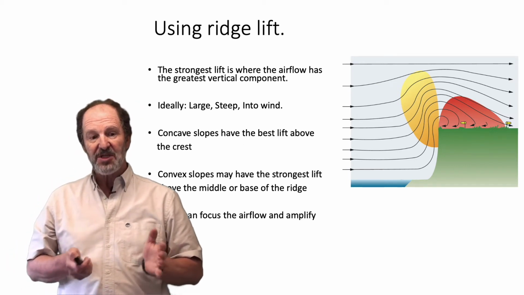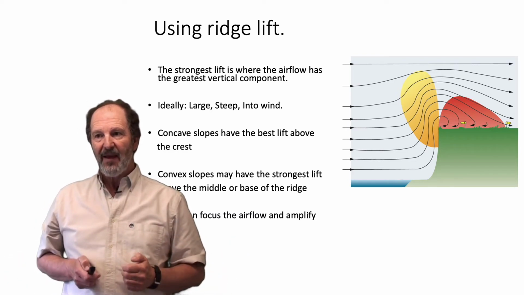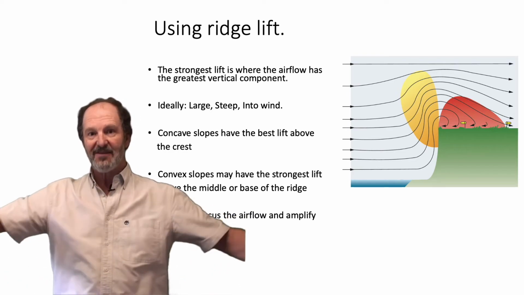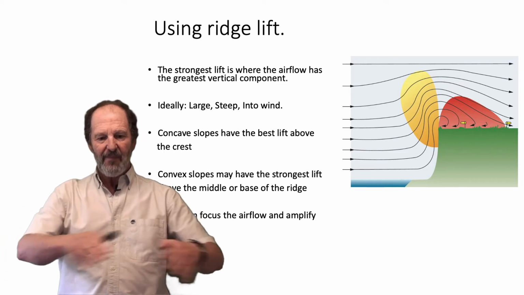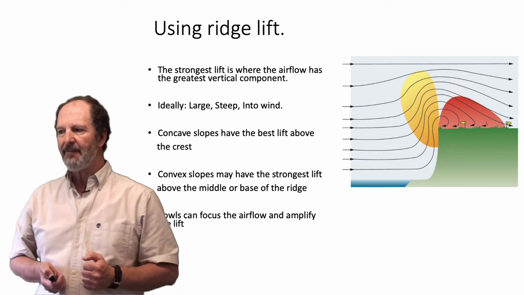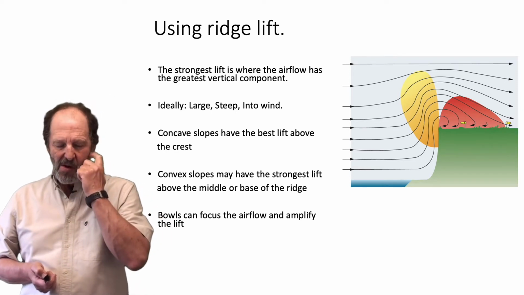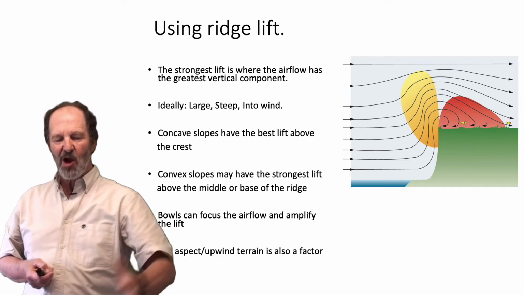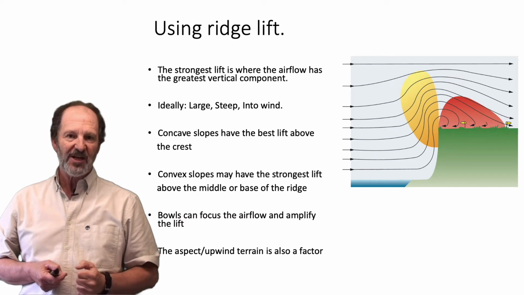And with spurs, you'll often find that, if you like, a convex on the horizontal plane, the air is spilling around the sides and therefore it's not very efficient. Okay. Not only the hill itself, but the aspect, the upwind situation is also important.